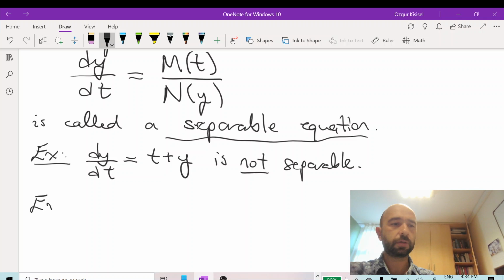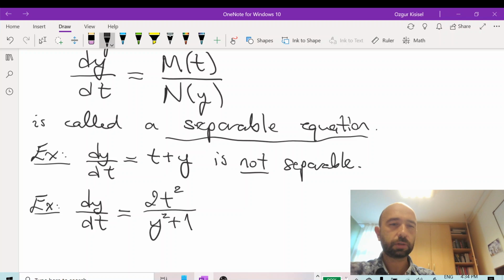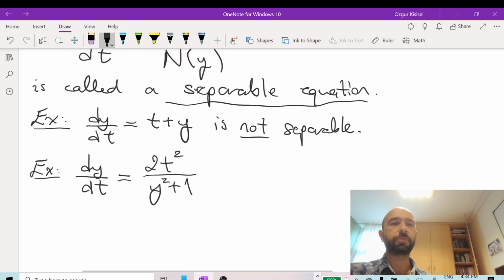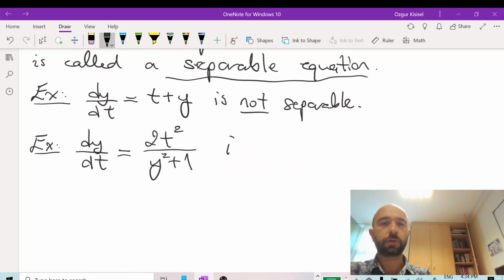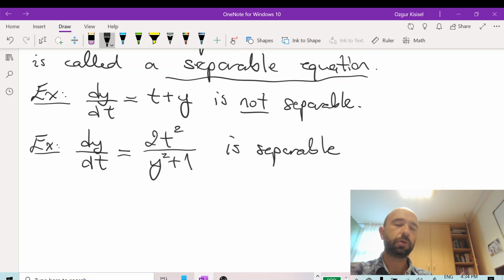But some equation like this one is separable. For actually obvious reasons, because you already have the functions m(t) equals 2t squared and n(y) equals y squared plus 1, so it's exactly of the desired form.